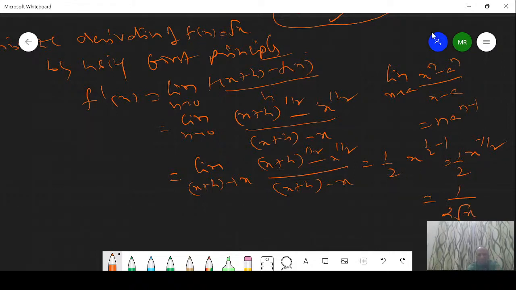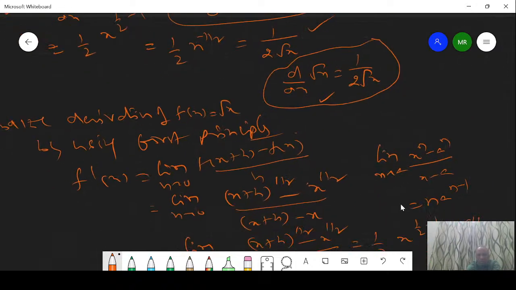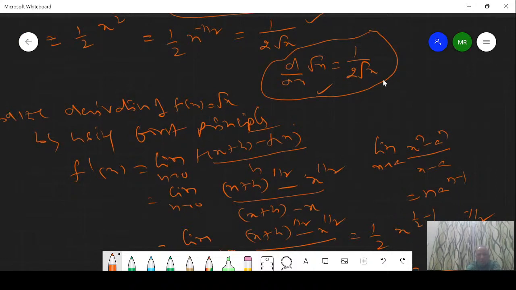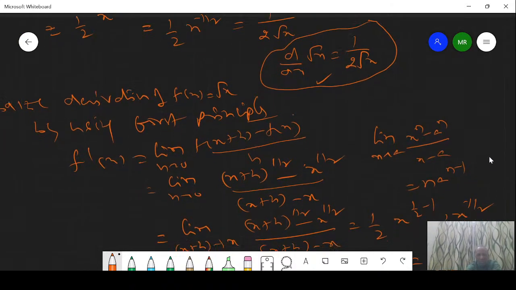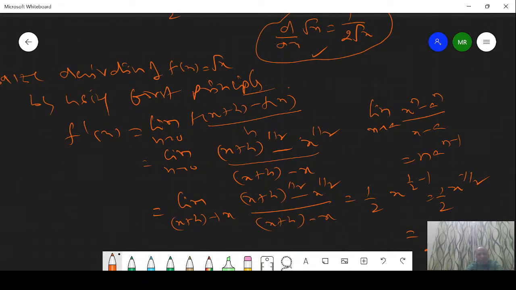Correct? You can see the previous one. What I have done, verify this. I got this as the answer, right? So you can see the derivative of root x is 1 by 2 root x. Same thing we got here also, 1 by 2 root x. Correct? Particularly when they are asking using first principle, you should do this method only. You should not do the previous method. That is the most important point. I hope you understood that.